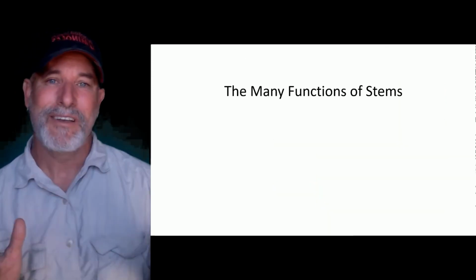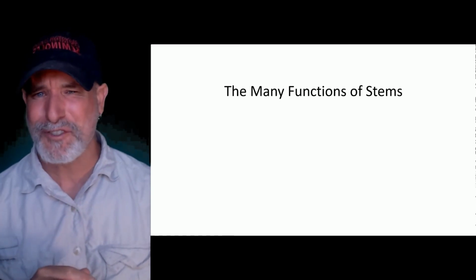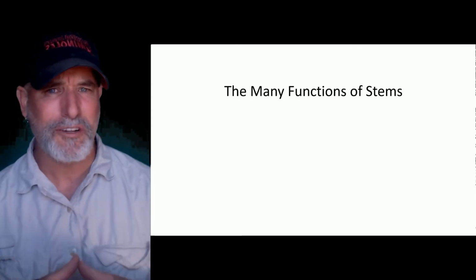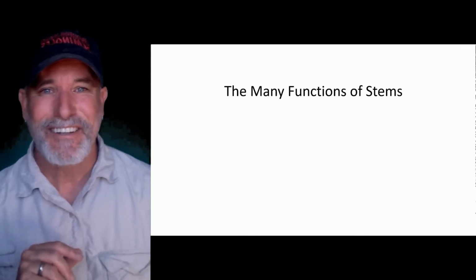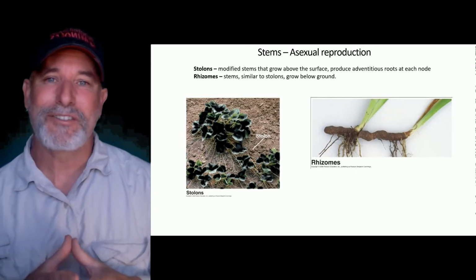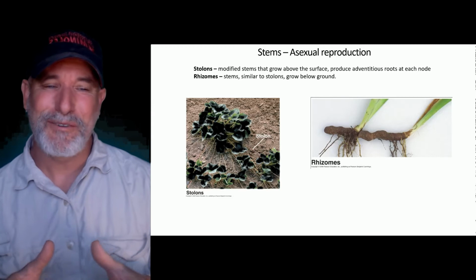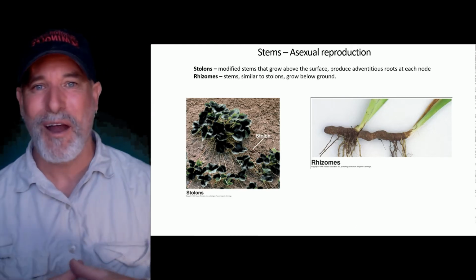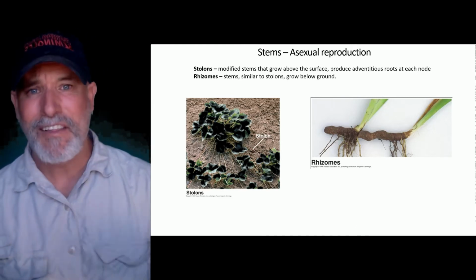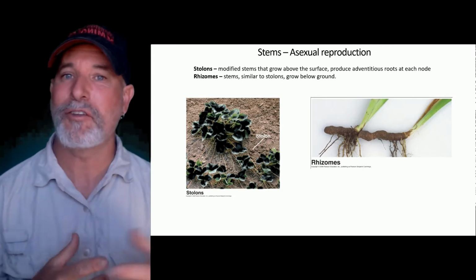So let's take a look at the many functions of stems. They're there to support the leaves. Not so fast. They do more. Okay, stolons. These are modified stems that grow along the ground. They land, send out roots, and grow into another plant.